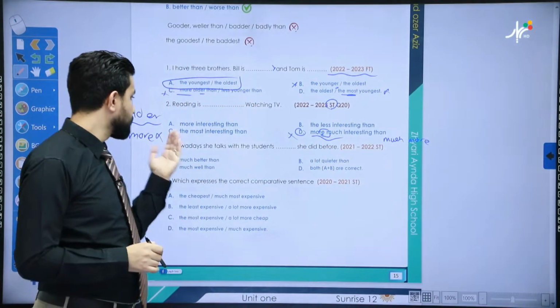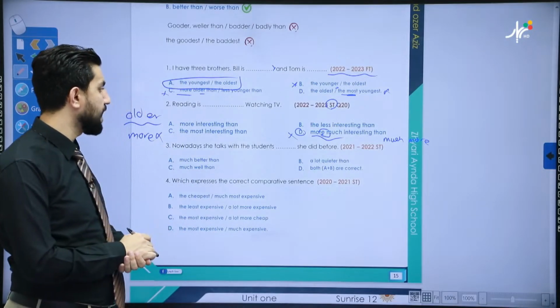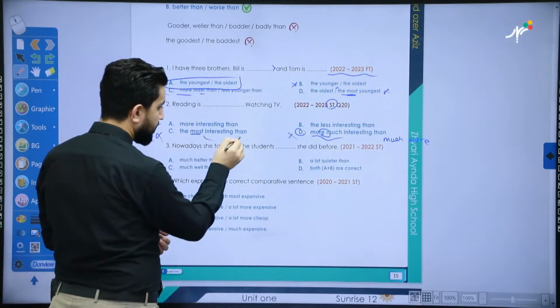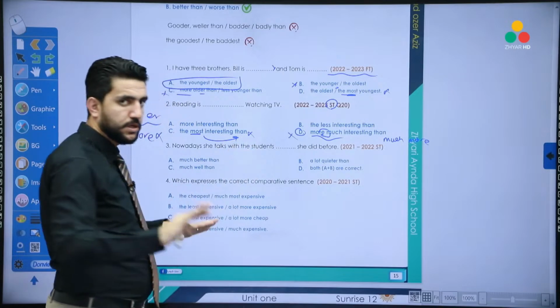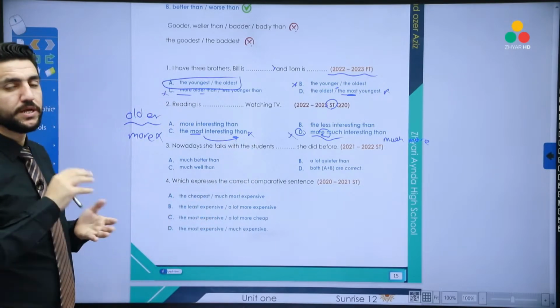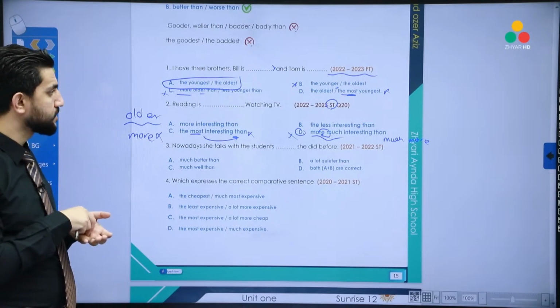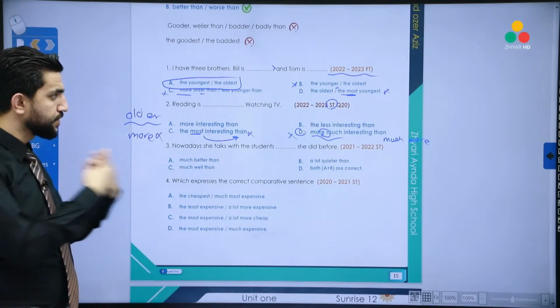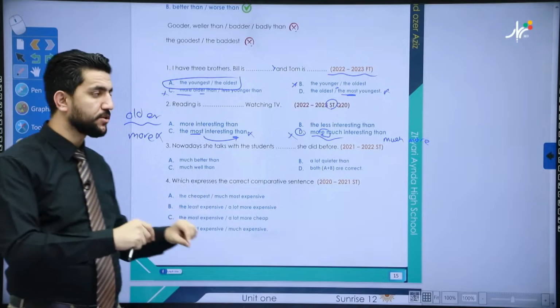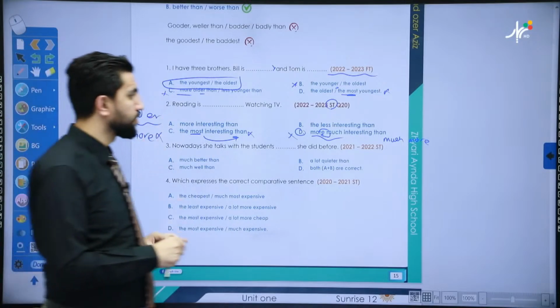Okay, do you think this one is correct? See, the most interesting than. Do we say most and than together? No. Okay, first try to spot the mistake there. Which one is the wrong answer? Not choosing the right answer right away. That's not a very good thing. Choose which one is wrong.